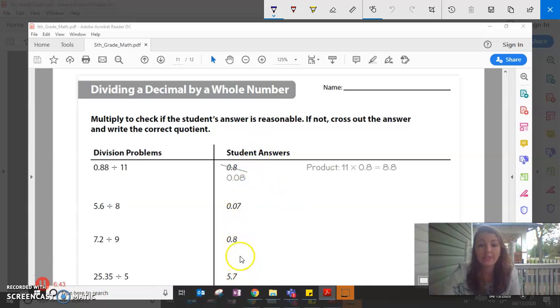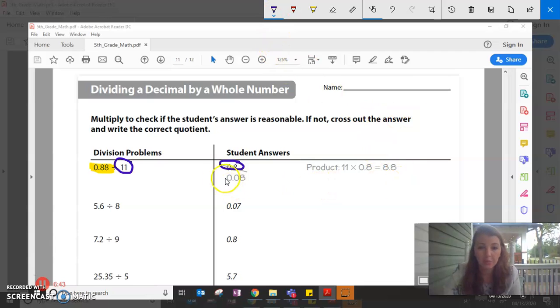And your job is to figure out if the student answers are correct or incorrect, and then correct them if they're wrong. So let's go over the first one. They started by doing 88 hundredths divided by 11. So, because this is your divisor, we know we can check division problems by multiplying the divisor by the quotient, the answer. So you see here they did 11 times 8 tenths, and they got 8 and 8 tenths, which is not what we wanted, because if you look at our dividend, the number that we were dividing up, we wanted 88 hundredths, not 8 and 8 tenths.